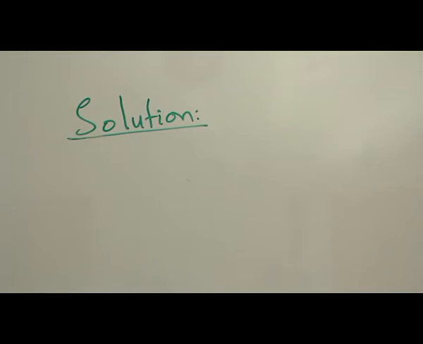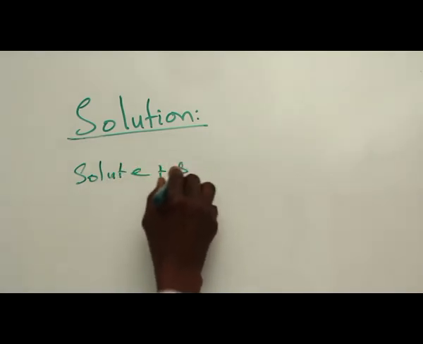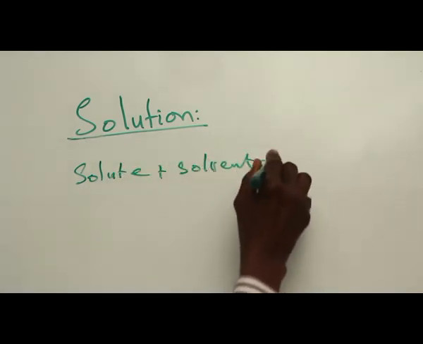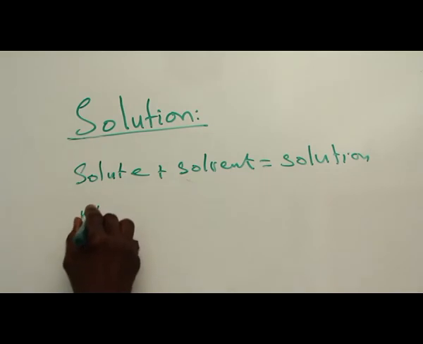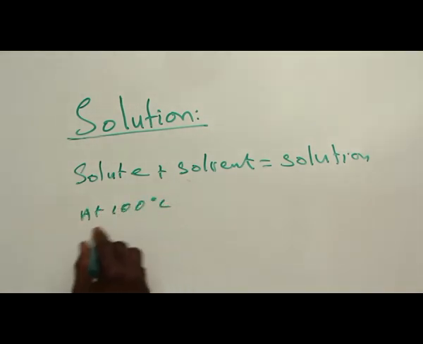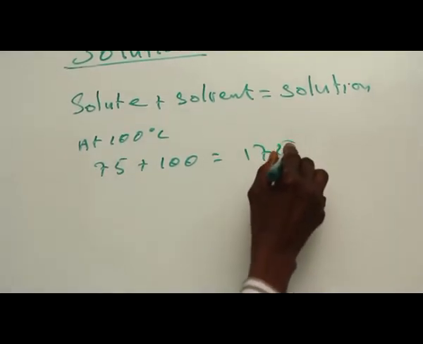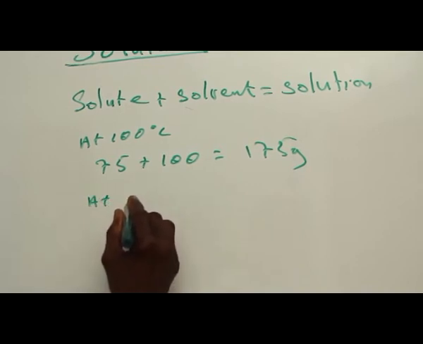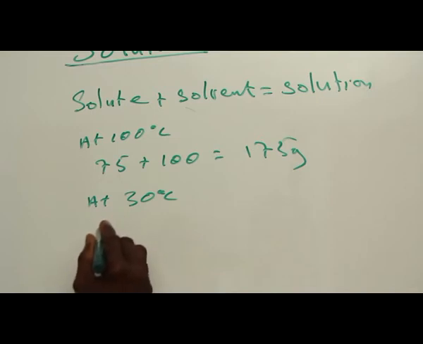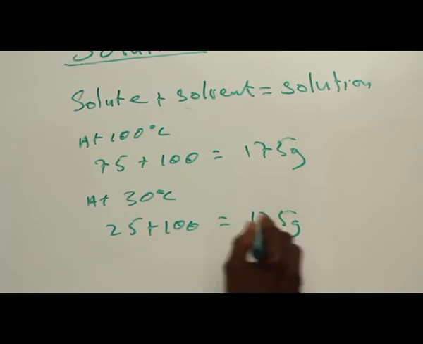Now, solution to example 3. Solute plus solvent equal to solution. Now, at 100 degrees Celsius, the solute is 75, the solvent is 100, and the solution is 475. Then at 30 degrees Celsius, the solute is 25, the solvent is 100, and the solution is 425 grams.